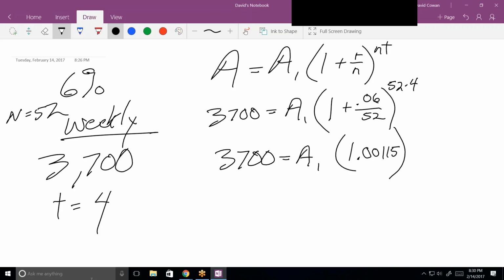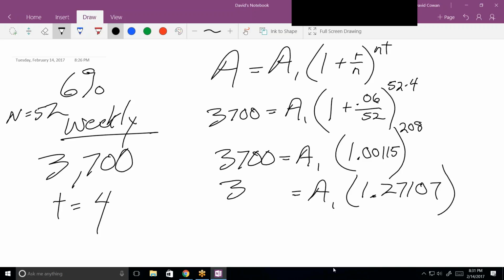Okay. We're going to take that to the 208th power. And that's not going to be that big of a number because look at how close. In other words, 1 to the 208th power would just be 1. And if it's really, really close to 1, it doesn't grow that fast with exponential growth. Go ahead and find that number first. All right, so that is 1.27107. See, it didn't grow that much. Yep. So now what?